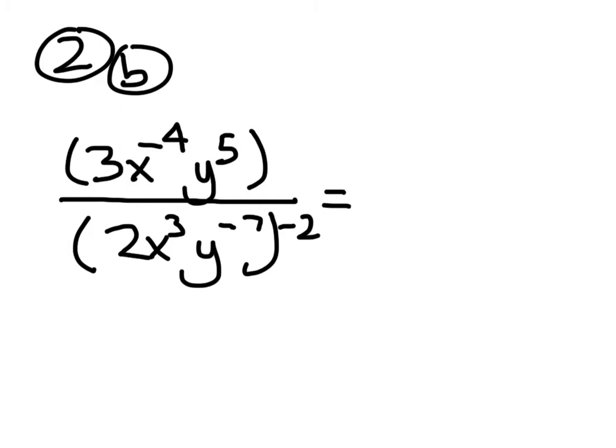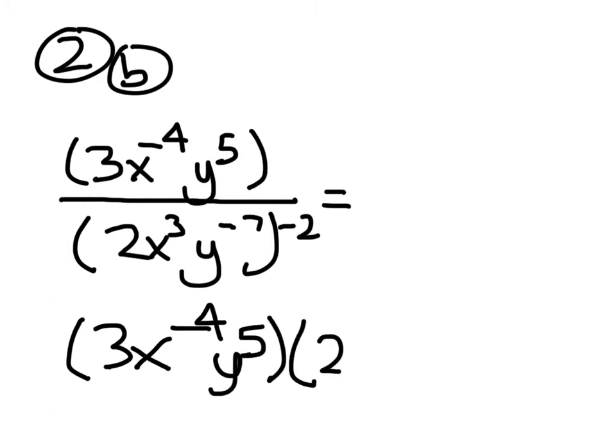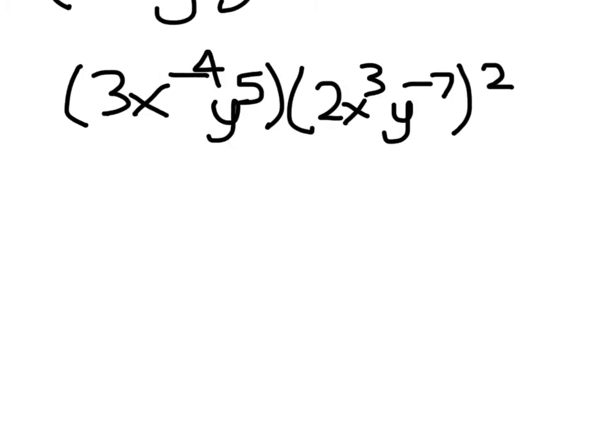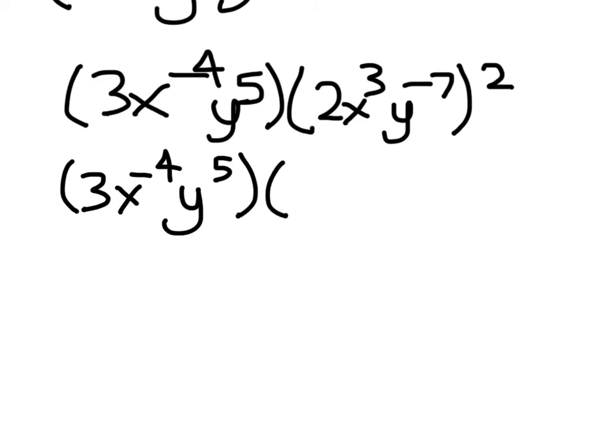Because in the denominator there's an exponent of negative 2, I need to take that entire expression, move it to the numerator, and make the exponent positive. Now I can remove that exponent of 2 by squaring everything on the inside. Well, 2 squared is 2 times 2 is 4. X cubed squared, 3 times 2 is 6. Y to the negative 7 squared, negative 7 times 2 is negative 14.